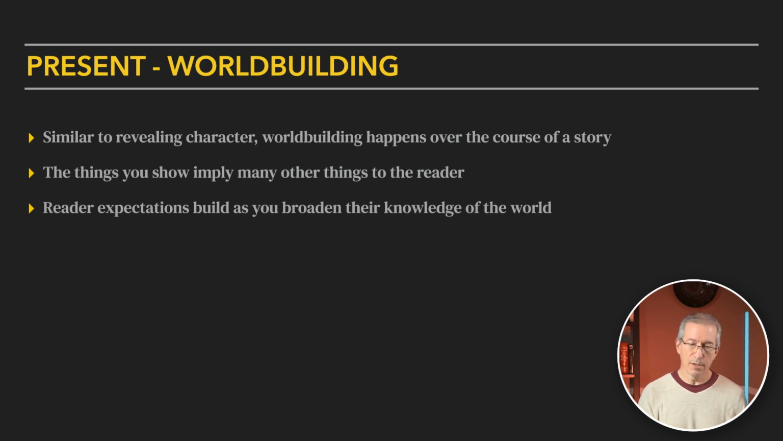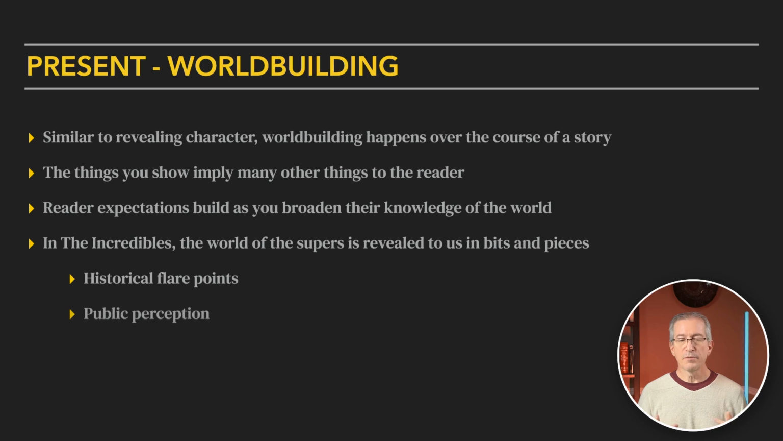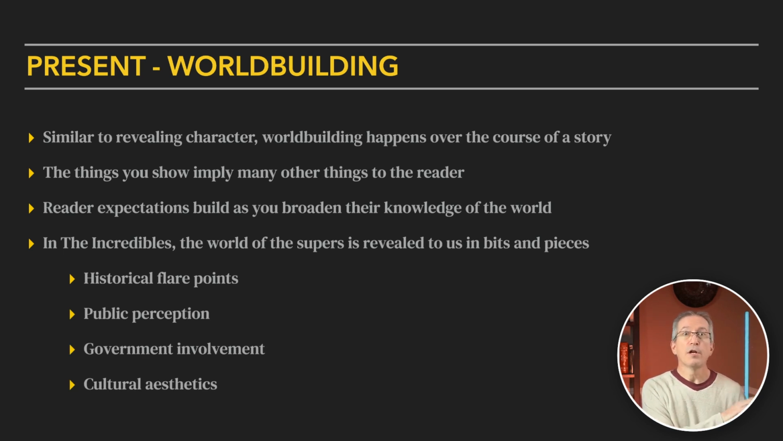Similar to revealing character, world building happens over the course of a story. The things you show imply many other things to the reader, and the reader expectations build as you broaden their knowledge of the world. In The Incredibles, the world of the supers is revealed to us in bits and pieces. There are historical flare points, starting with the very opening of the story. And that ended in all of those lawsuits, but you get the impression there was a bunch of stuff building up to that. Like, that was just the straw that broke the camel's back. And there was a bunch of things where the public was starting to get uneasy with supers in general.